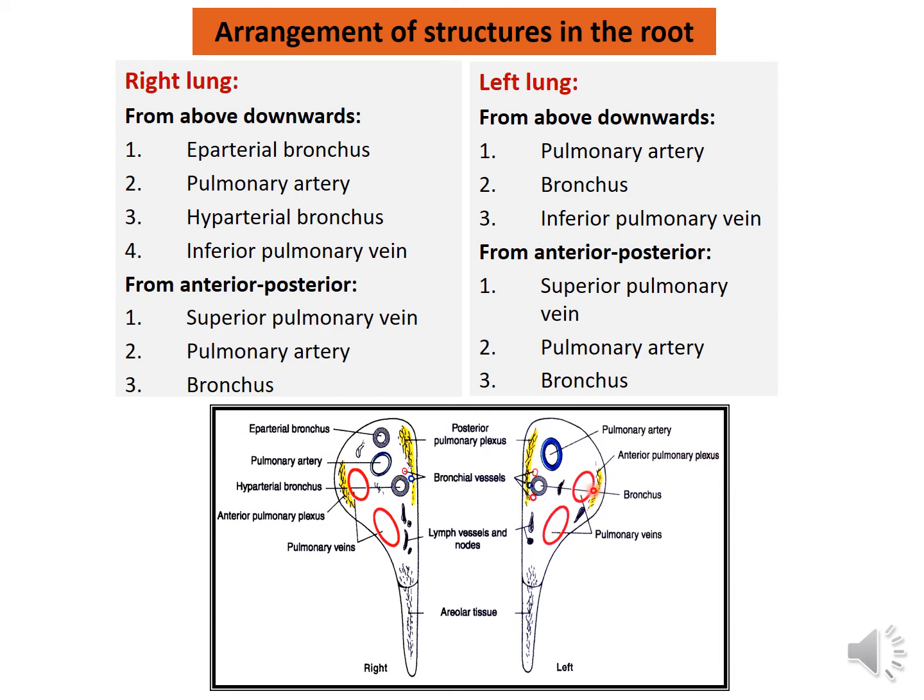Now from anterior to posterior, the most anterior one is the superior pulmonary vein. Behind that you can see the pulmonary artery, and most posteriorly you can see the bronchus. So this is the arrangement of structures in the root of the left lung.